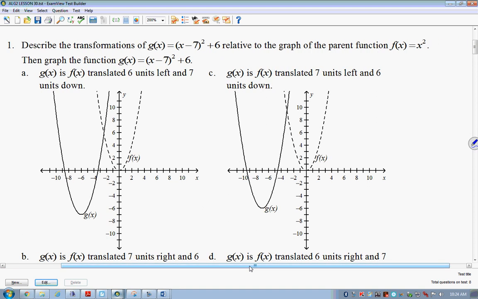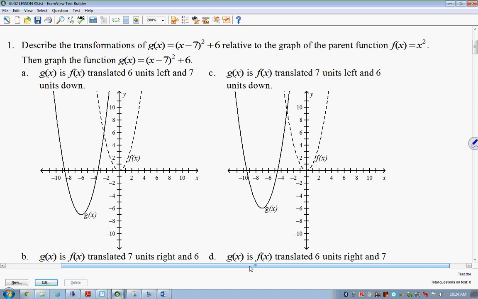All right, so question number 1, we want to describe the transformations of g of x, that'd be the same as y equals x minus 7 squared plus 6, relative to the graph of the parent function. So the parent function always has a vertex at the origin. So just looking at this, because we have all these different graphs, what is x minus 7 doing? Is it moving it to the left or to the right? No, it's to the right. It's opposite of what you think. The x is always opposite of what you would normally think it to be. So we're moving to the right 7.